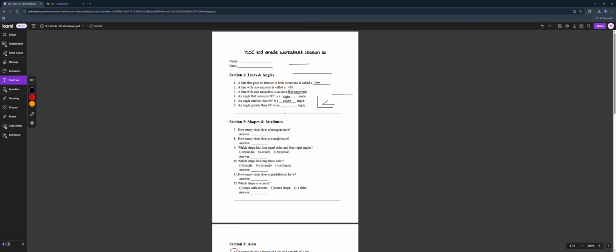And then number 6, an angle greater than 90 degrees, which means it's going to be greater or wider than this. It's going to look like this normally. This would be called an obtuse angle.